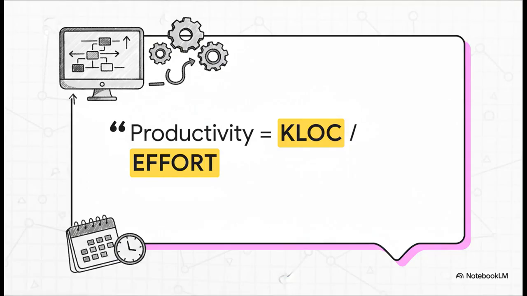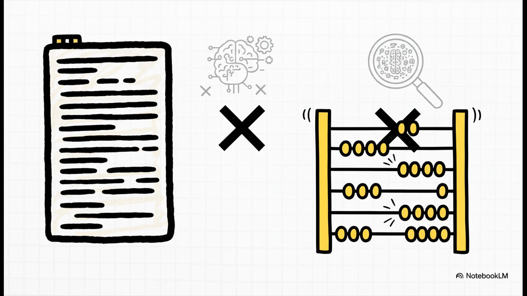And once you have that size estimate, you can start calculating other really important stuff, like productivity. This is the classic formula for it. Productivity equals KLOC, which is just a fancy way of saying thousands of lines of code, divided by effort. And that effort is usually measured in person months, which is just the amount of work one person can get done in a month.